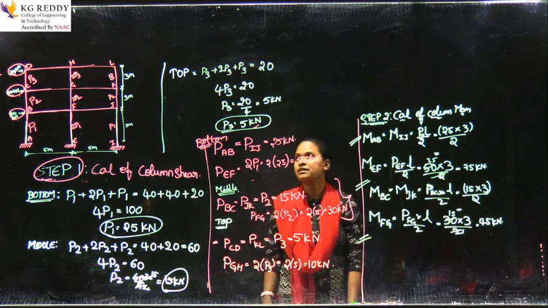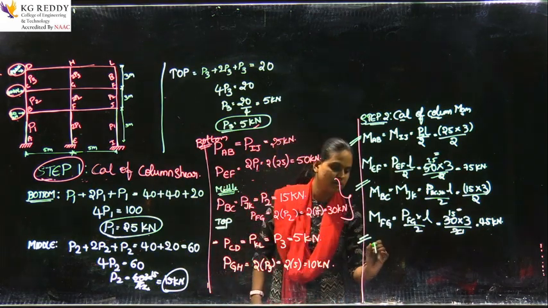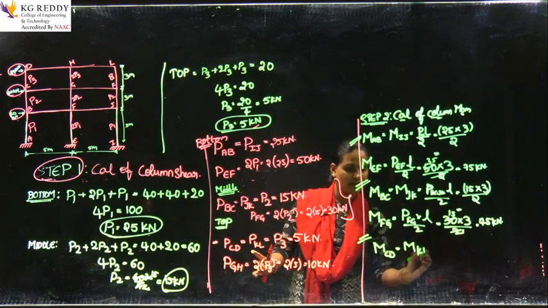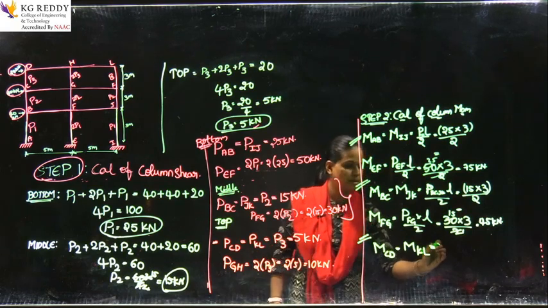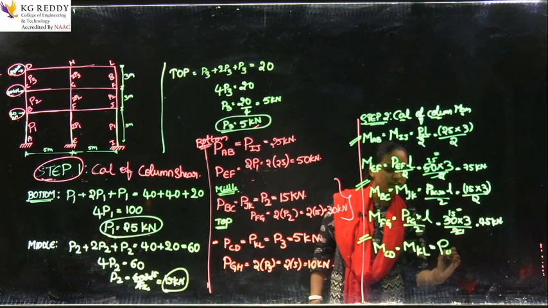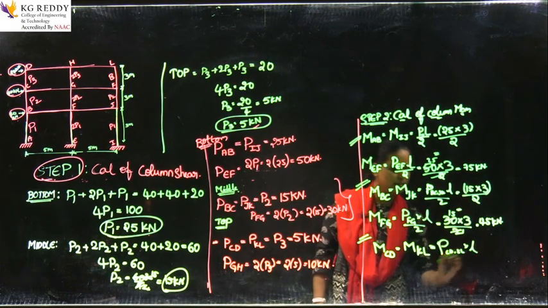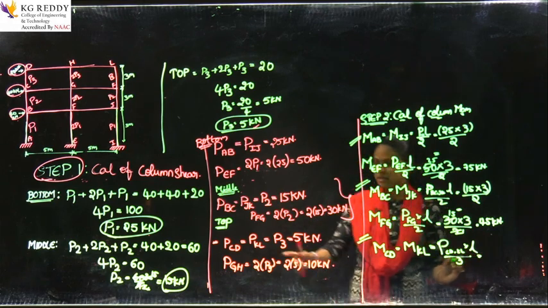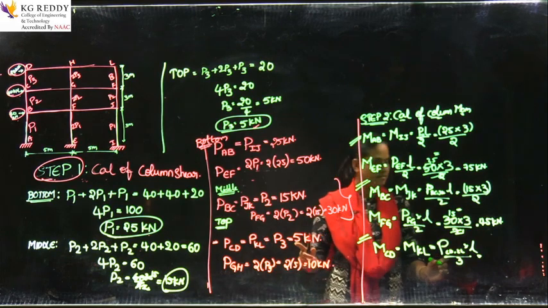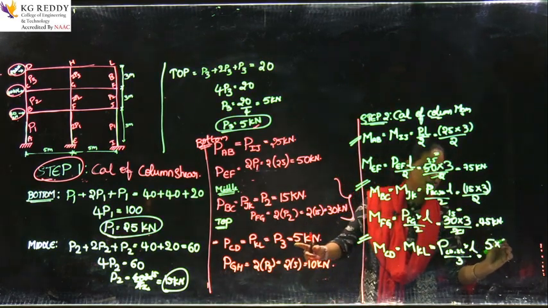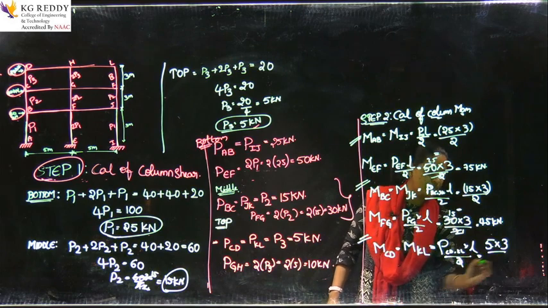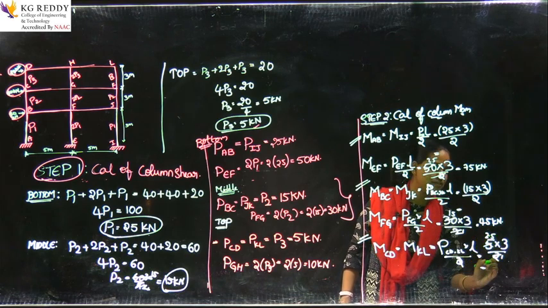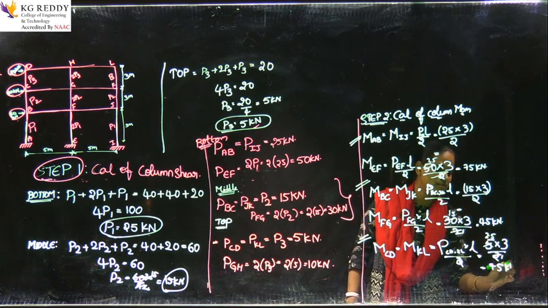Here this is the third part. When you see the top story, moments about CD is equal to moments about KL, which is equal to load acting on CD or KL into L, with the length being 3 meters. The top story is also 3 meters. So what is PCD or PKL? It is 5 kilonewtons. So 5 into 3 divided by 2, which is equal to 2.5 into 3, it is 7.5 kilonewtons.